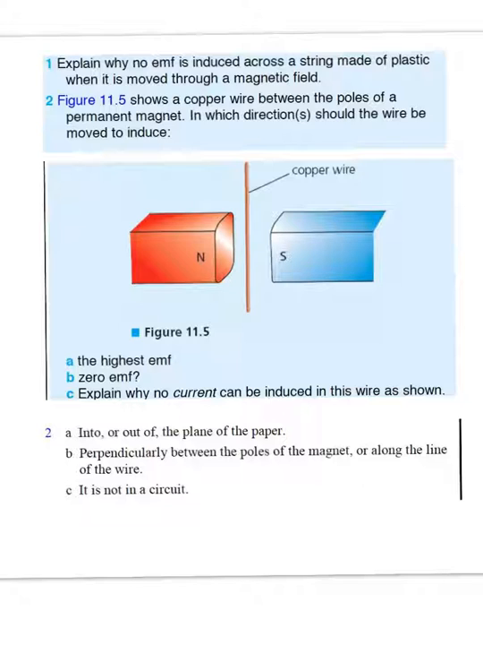Number 2, how would you move the copper wire to induce the highest EMF? Well, it has to be perpendicular to the direction of the field lines. Okay, so it would be into and out of the paper. For B, 0 EMF. If you move the wire parallel to the field lines, then you would get 0 EMF. Or if you were to move it up and down. Okay, so remember, the movement must be perpendicular to the field lines and the direction of the current flow.